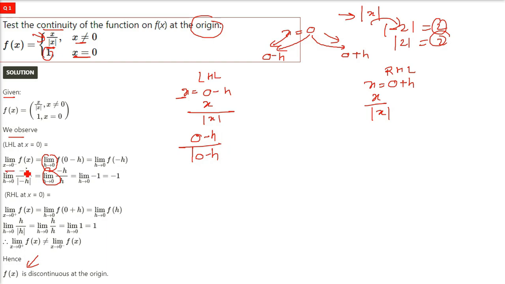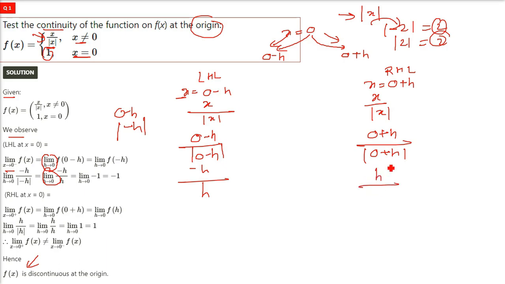So I hope these all you are going to write by yourself. This is the way you have to actually write. Here on the right hand side, what you are going to do, 0 plus h and 0 plus h here. What is 0 minus h? It is negative h, but the modulus or the absolute value will be positive. So it will be h here in the denominator. Here we have h, denominator 0 plus h, h will be h only. Cancel it out, it is negative 1. Cancel it out, it will be plus 1.